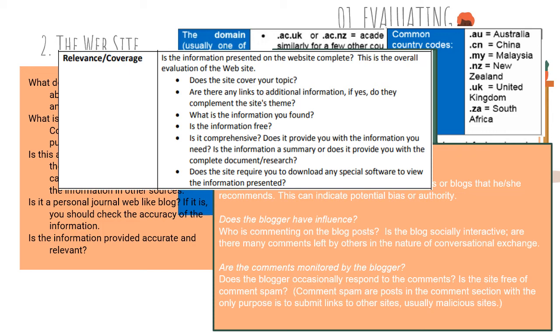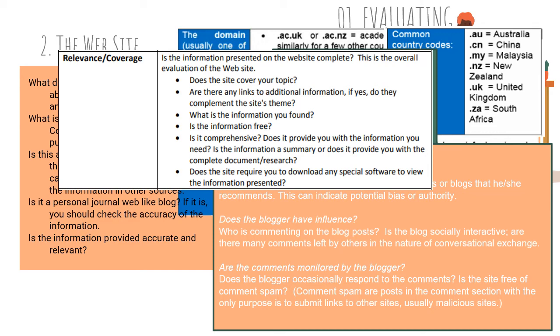Look at, does the site cover your topic? Are there any links to additional information? If yes, do they complement the site's theme? And what is the information you found? Is the information free? Is it comprehensive? Does it provide you with the information you need?